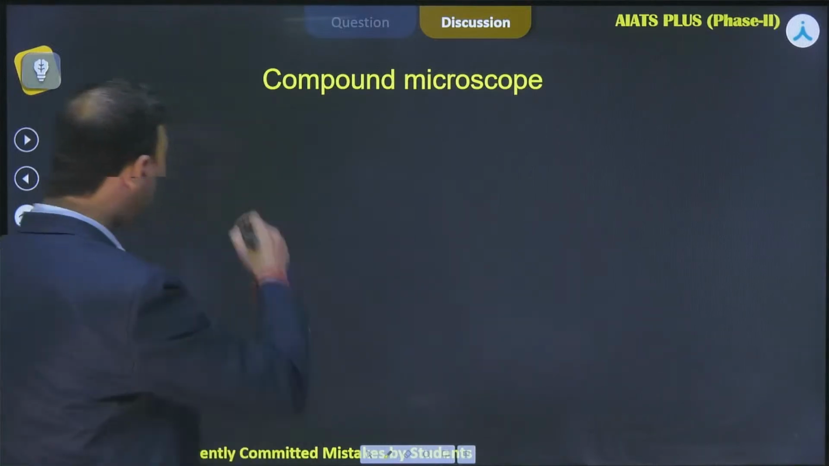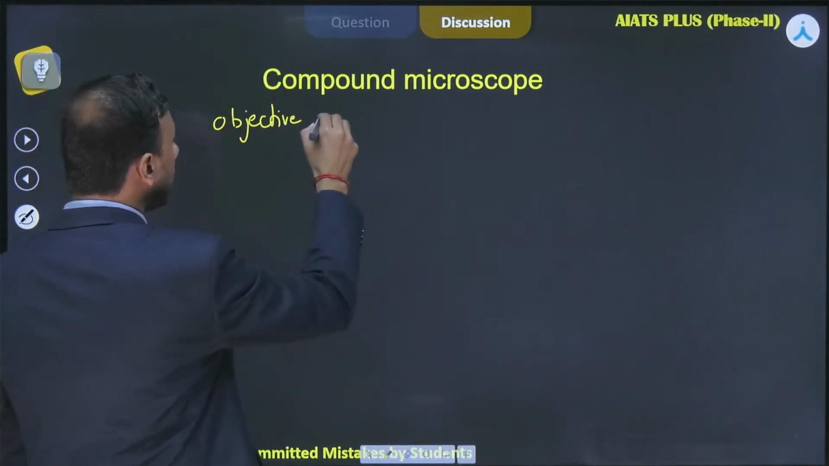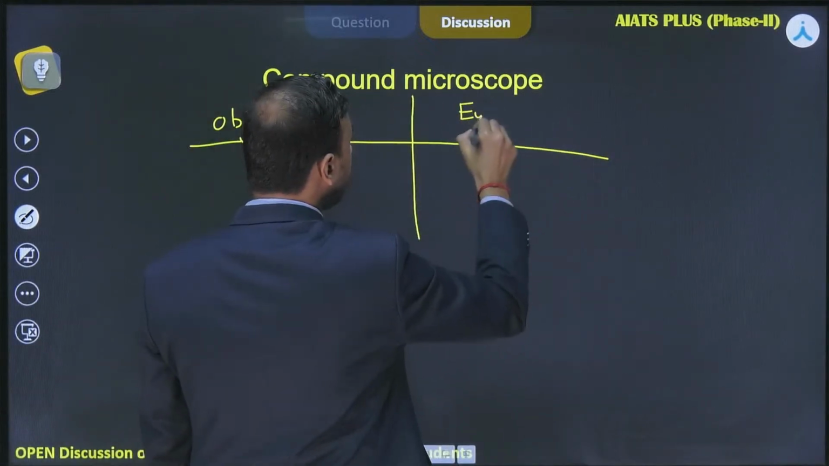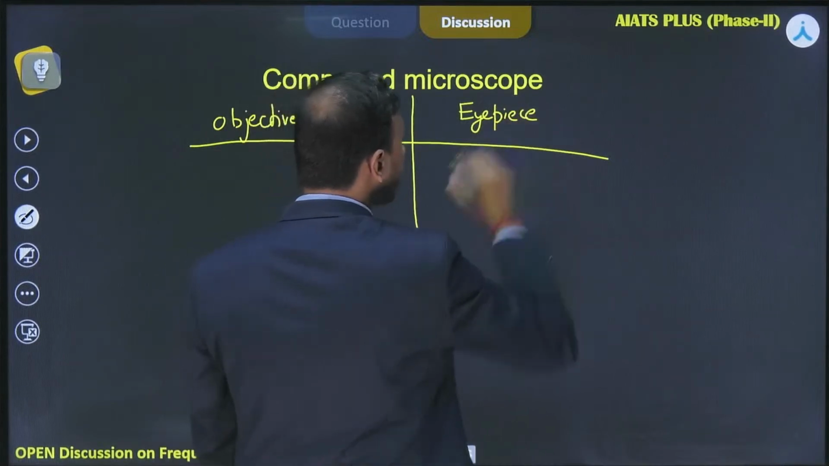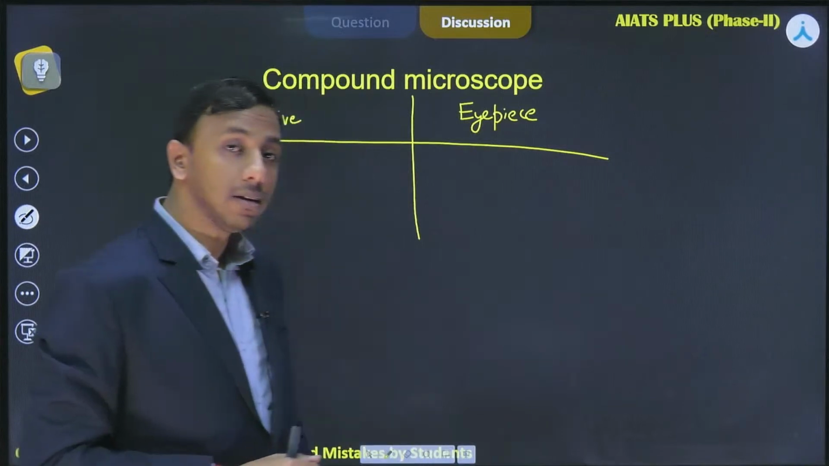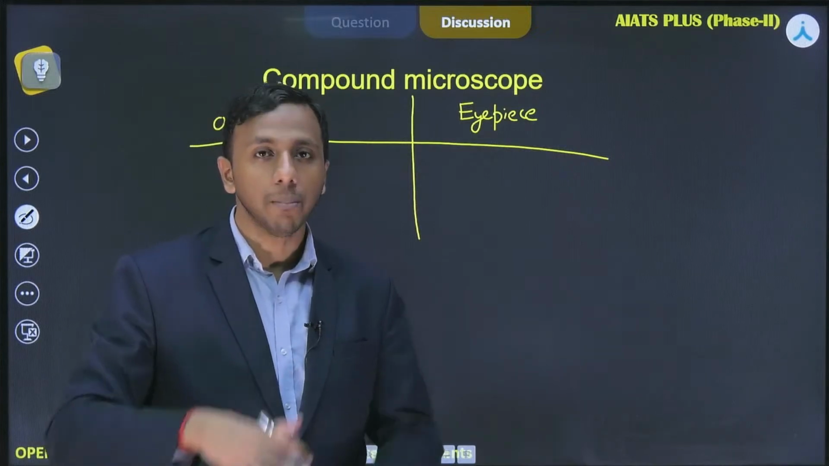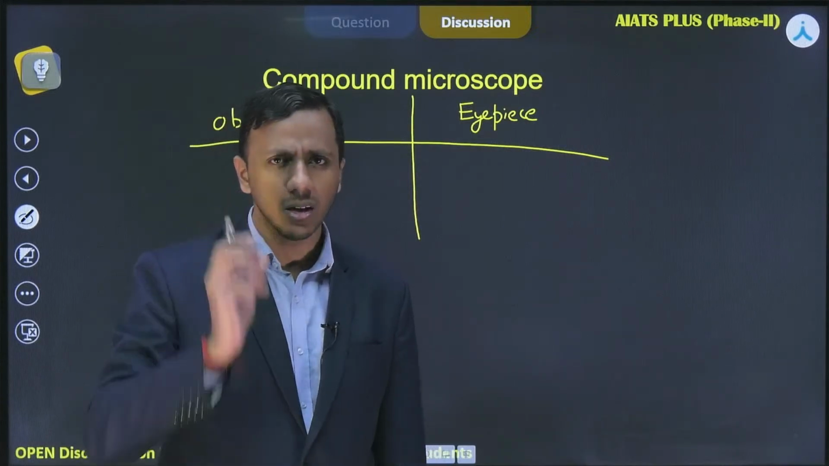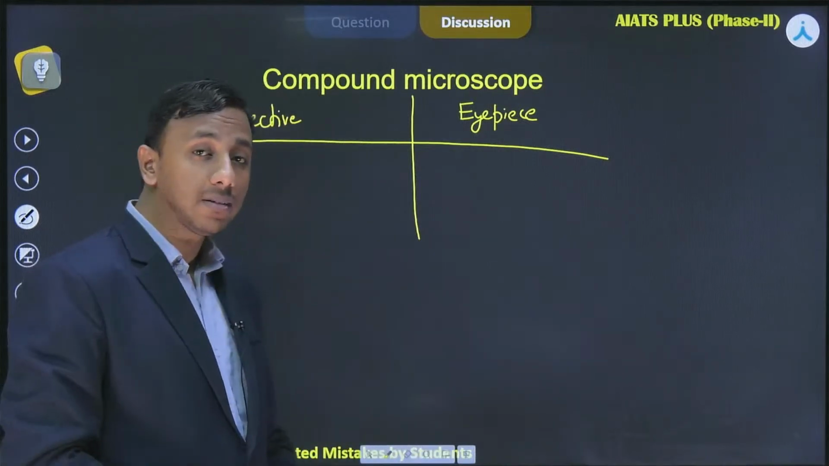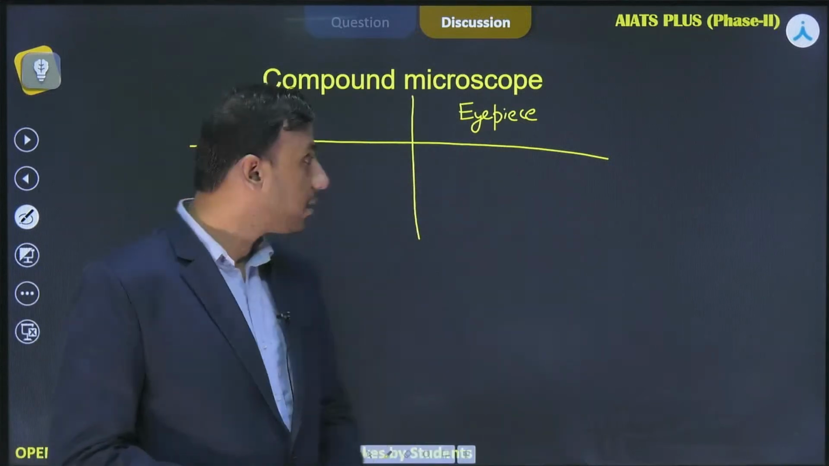See here, you have 2 lenses: the objective lens and the eyepiece lens. Remember, both of them are convex lenses. What is the final purpose of using this optical instrument? It is to obtain a magnified image. We don't want to obtain a diminished image. So we want a magnified image, that's why we are using 2 convex lenses, so that the magnification will be even higher.